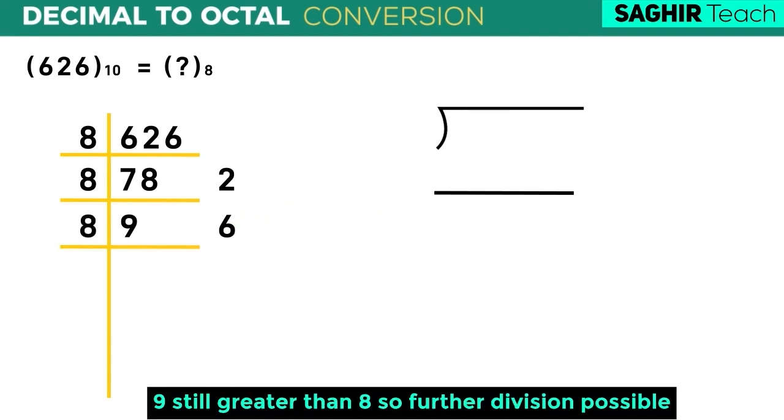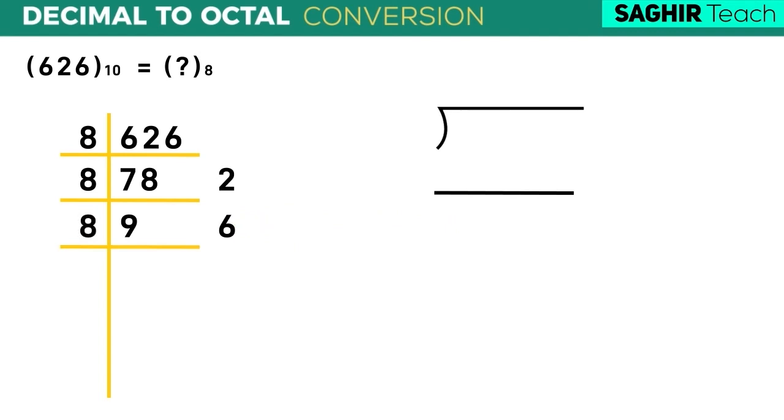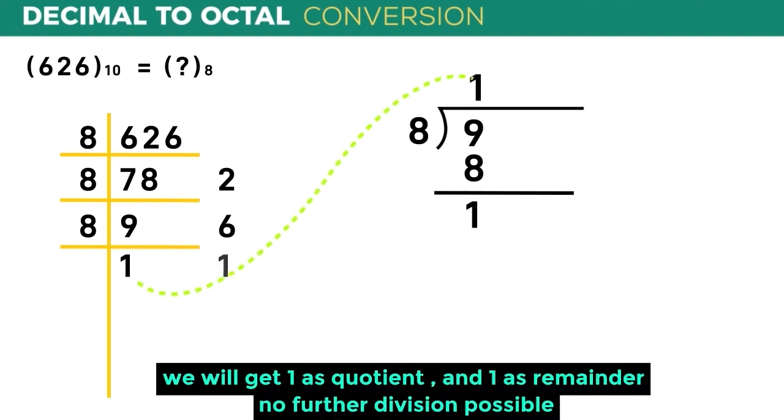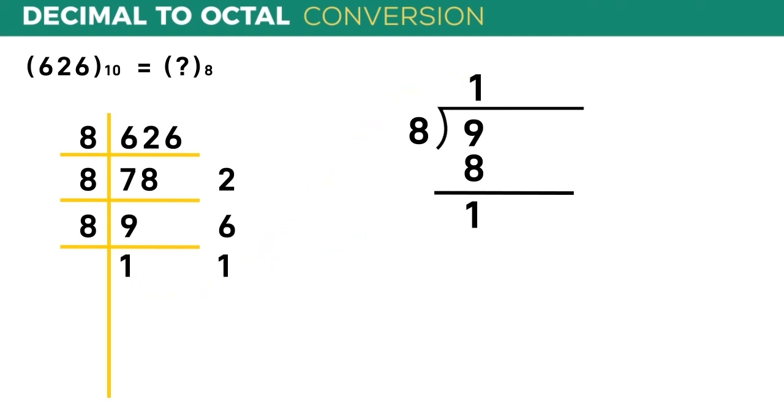As you should know, in this type of conversion the calculation only stops when the dividend is less than the divisor. So let's divide 9 by 8. We get 1 as the quotient and 1 as the remainder. And naturally 1 is less than 8, so we can stop our calculation here for the decimal to octal process.